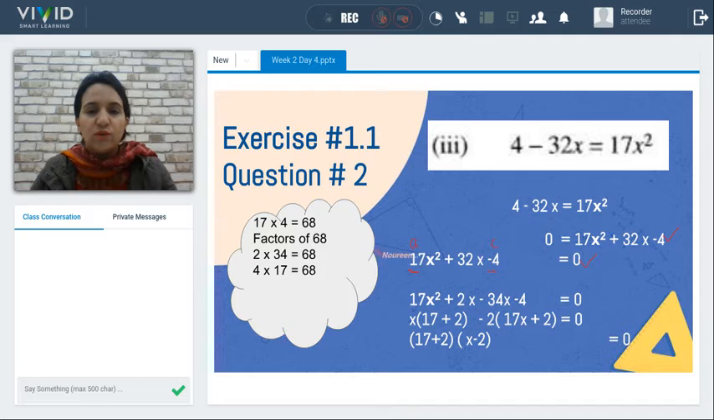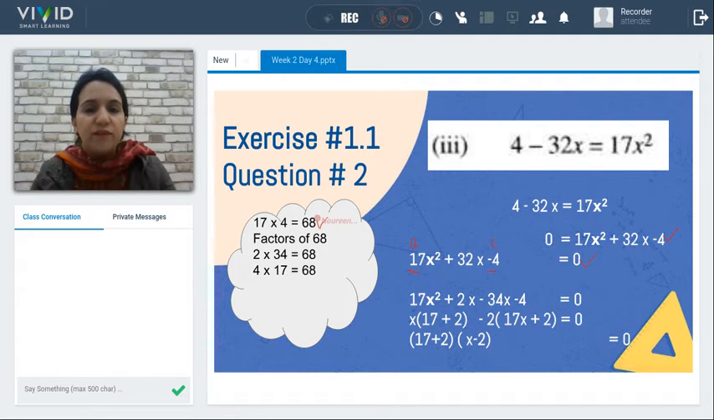This is constant. So multiplying 17 by 4, we get 68. You can see it on the left hand side. Here is a cloud in which we have written 17 multiplied by 4 is equal to 68. तो इसका मतलब है कि अगर हम a और c को multiply करें, हमारे पास 68 आएगा. We have to make the factors of 68 now.